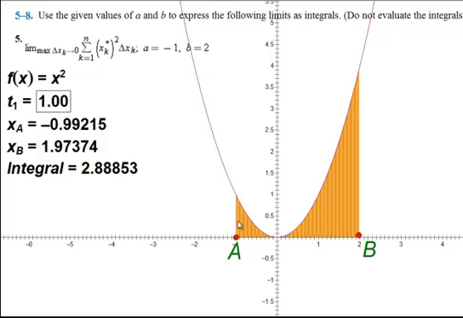So the idea is the integral from -1 to 2, because that's our bounds here, of x squared. And what's ranging from -1 to 2? The x. So then you just put in a dx. And that's your answer.